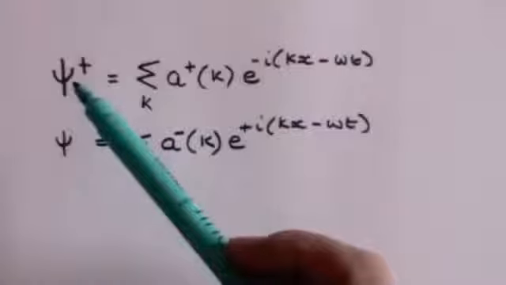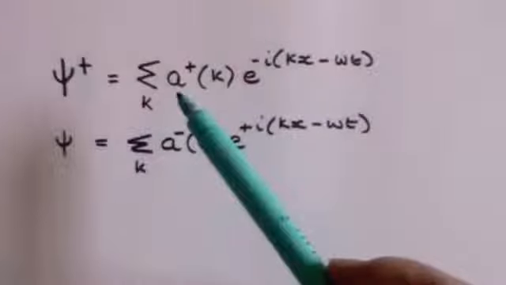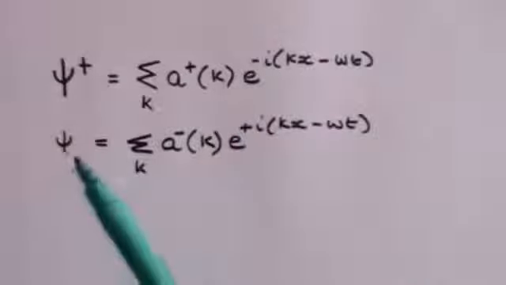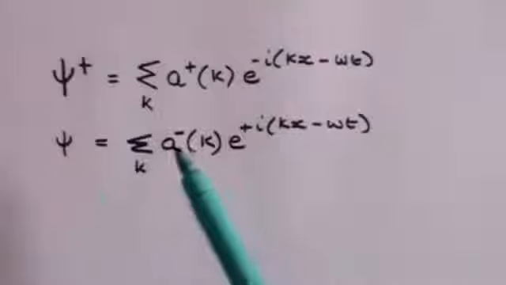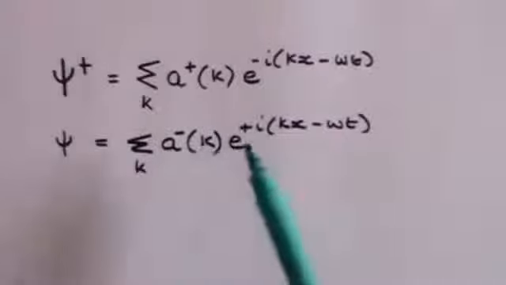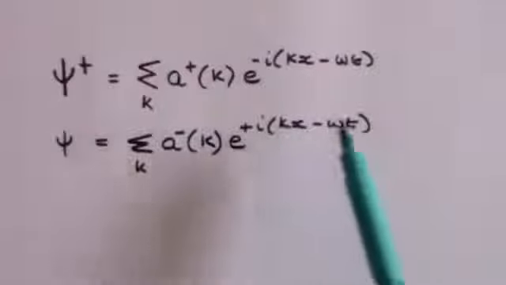Psi dagger is essentially the field creation operator. It consists of A+, which is, as we showed, a creation operator, and a field. And psi is the field annihilation operator, which consists of A-. We developed what that was last time. And a field, this is the field term, this is a sine and cosine wave.